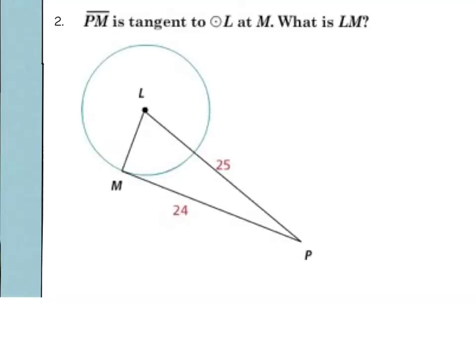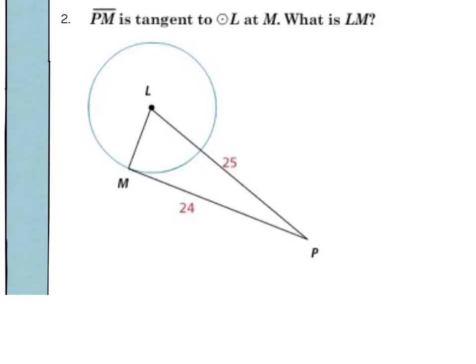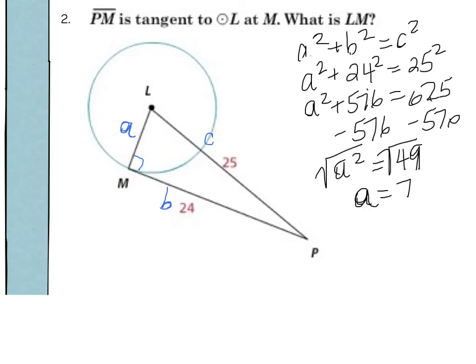Question number 2 says, if segment PM is tangent to circle L at M, what is the length of LM? If this is tangent here, PM, then we know that there's a right angle in this corner. We can now use the Pythagorean theorem. We use the Pythagorean theorem here and substitute in A and B. We're going to get A equals 7, and that is our length. So that would be the length of all the radii. If I drew in more, this one would also be 7. So would this one, etc.